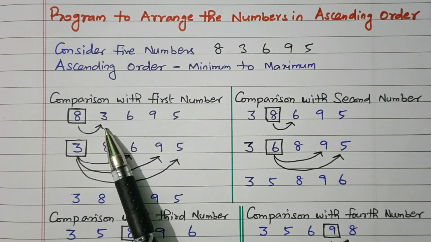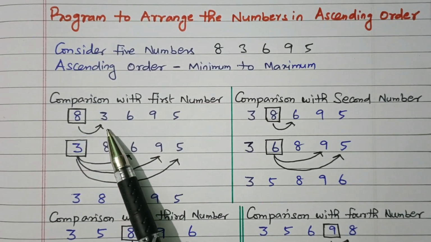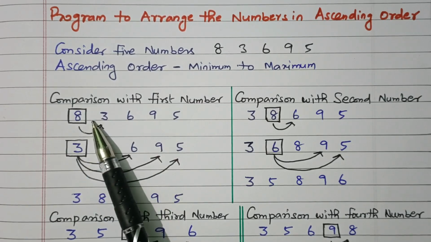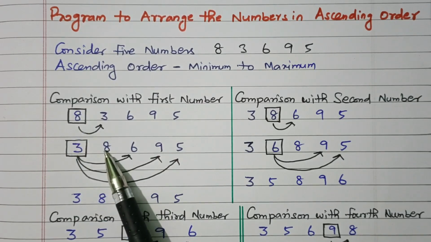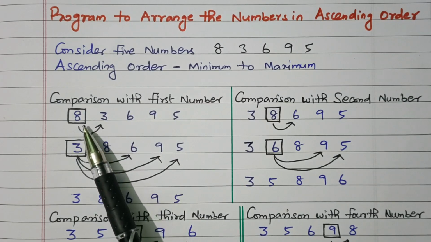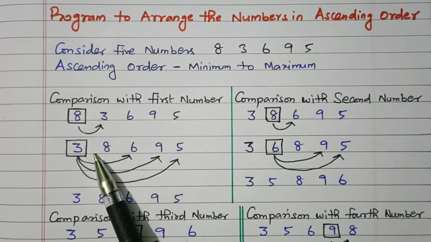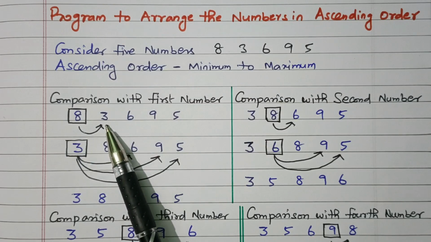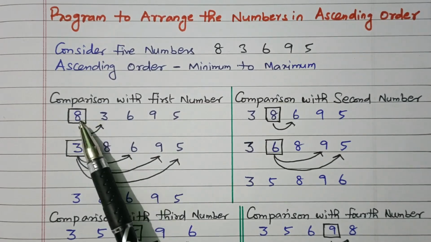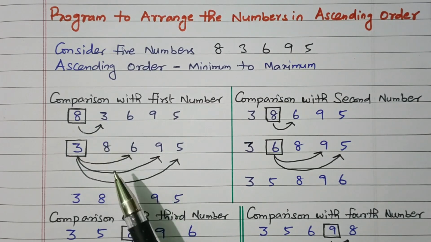Now we see that the first number is compared with the second number. First number is 8, second number is 3. Now the second number is lesser. If the second number is lesser, we need to interchange the position. In first position 3 is placed and in second position 8 is placed. The number is interchanged because our aim is to place the lesser number first, right? So if this number is lesser, the position is interchanged.